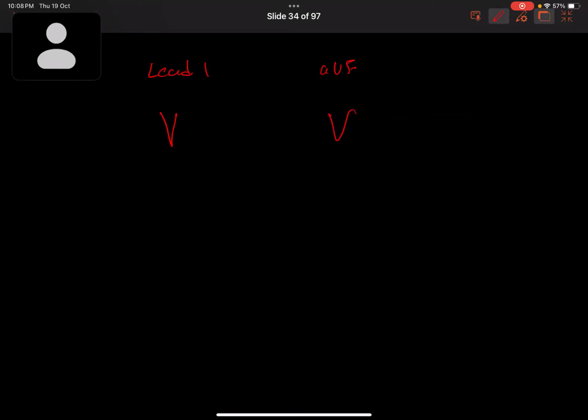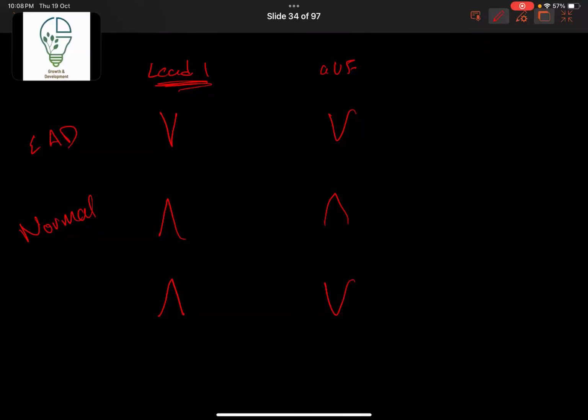Extreme deviation? Exactly. So this is an extreme axis deviation. What if they're both facing upwards? Normal. Exactly. But if they're facing the opposite sides, thus the R wave in lead one is facing upward, and in AVF is facing downward. Remember, what's up? Is it left or right axis deviation?